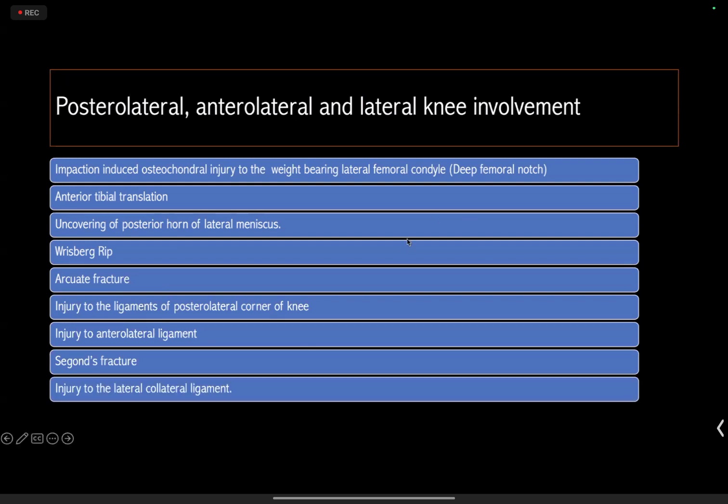So for these 7-8 enlisted injuries, if we try to see them, we will need a very strategic approach. We cannot jump into any specific thing unless we look at the entire compartment carefully. So let's talk about the bony associations of the lateral compartment.